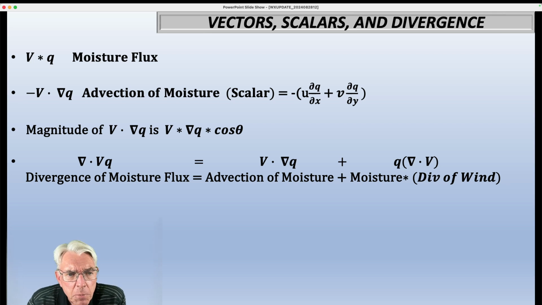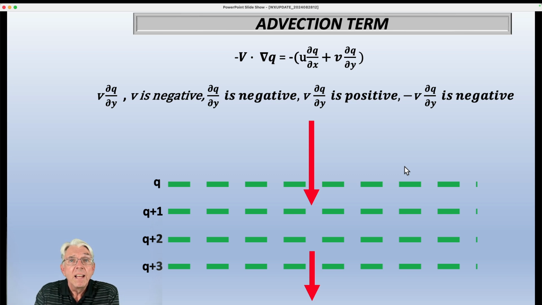All right, so the divergence of the moisture flux, which is what we're ultimately after here, can be split up into two terms. The advection of the moisture, V dot del q, plus the moisture times the divergence of the wind, okay? And we're going to split these up into two, talk about them separately, so that hopefully it will make some sense in a real-world situation.